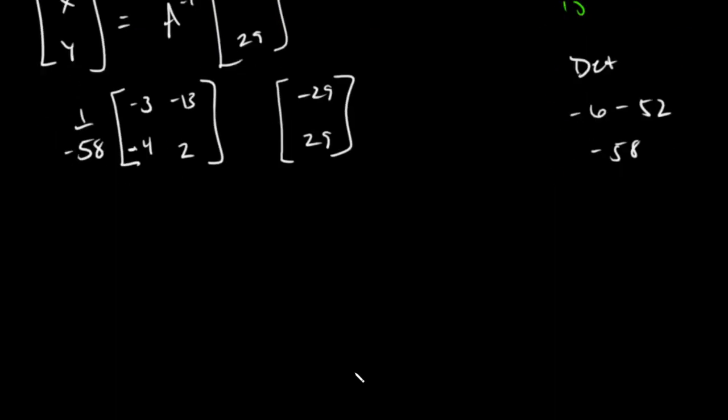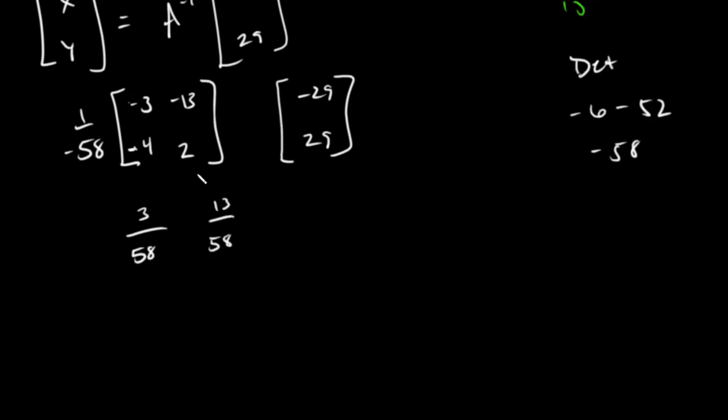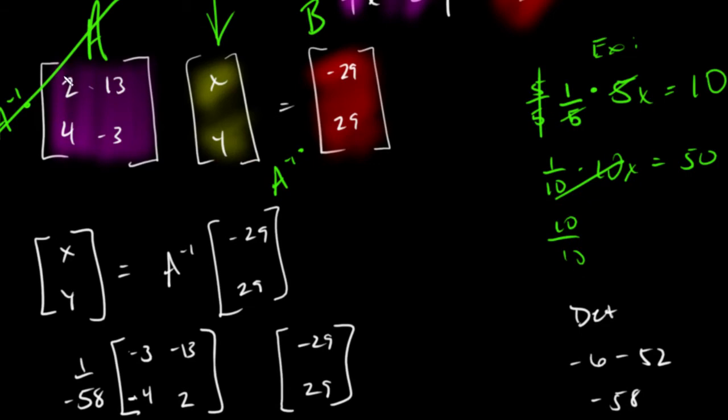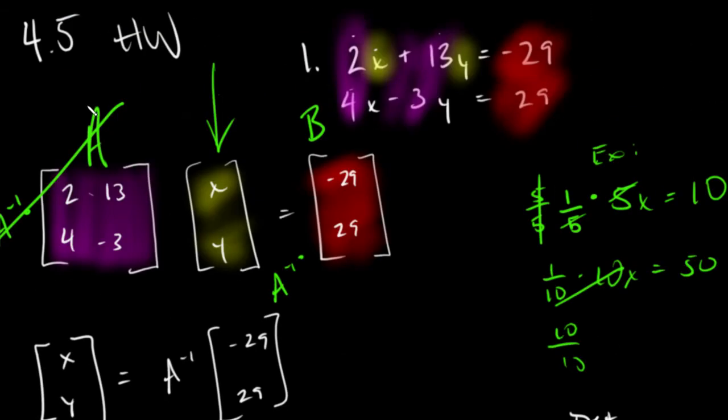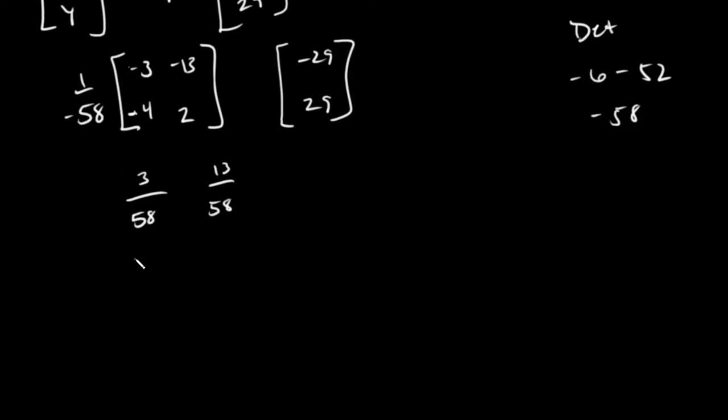So, man, this is going to be a giant pain. This inverse is 3 over 58 because the negative and the negative cancel. Then this negative and this negative cancel. And can you divide 58 by 13? Nope. So we've got 13 over 58. And I didn't do anything wrong, right? Negative 6 minus, I wrote the problem down correctly. All right. So then we've got 4 over 58. And then we've got 2 over 58. I know both of those reduce, but I'm not going to bother.